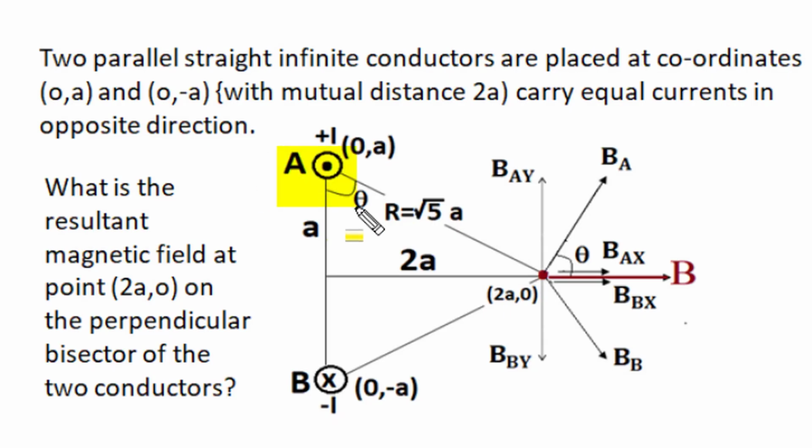We are given two straight parallel infinite conductors placed perpendicular to the xy plane at coordinates (0, a) and (0, -a). They carry current in opposite directions as shown here, and the distance from the origin is a on one side and a on the other side, so the total separation becomes 2a. Now we have to find the resultant magnetic field flux density contributed by these two conductors at this coordinate on the x-axis, at 2a distance from the origin, that means at (2a, 0).